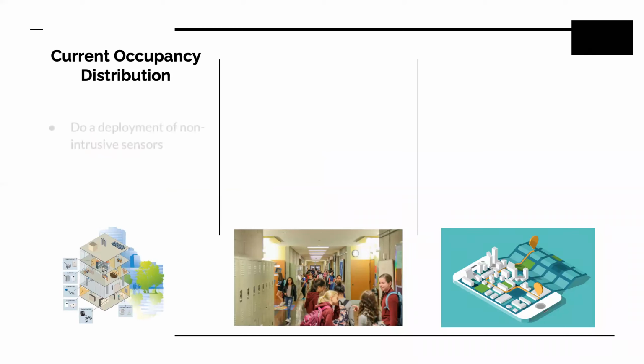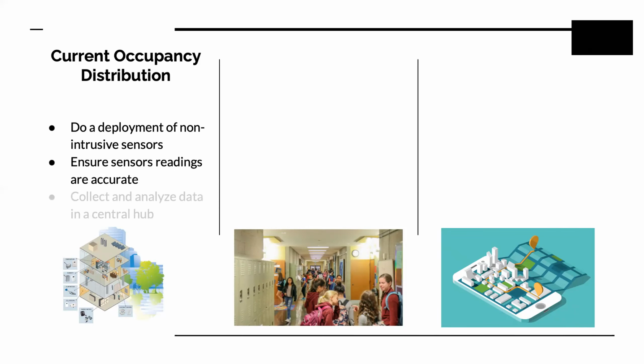For current occupancy distribution, here are some things that we should do to solve that. One of which is to deploy non-intrusive sensors. That means we can deploy a number of sensors on the floor that can give us live feedback. We also have to ensure the sensor readings are correct. And after we collect all those data, we should send them to a centralized hub for data analytics.